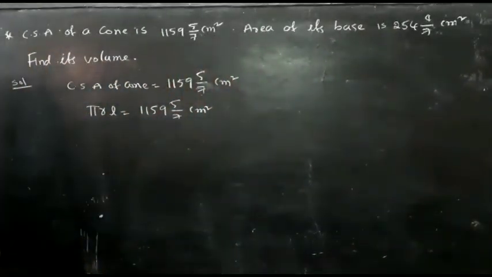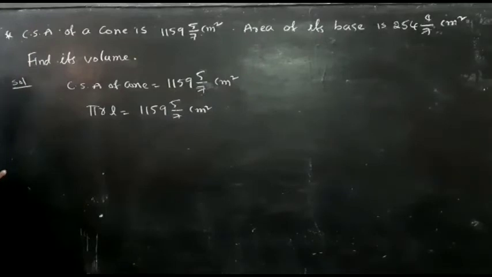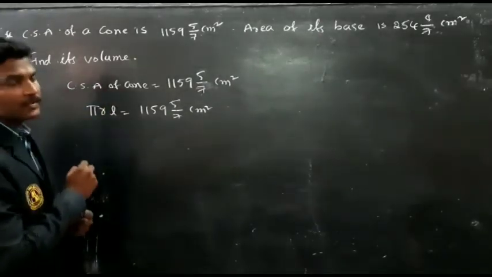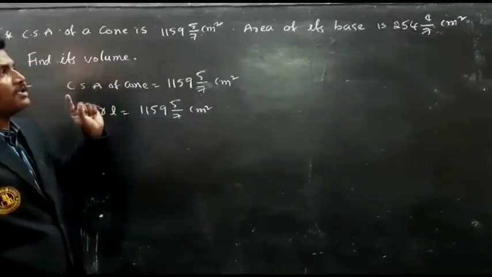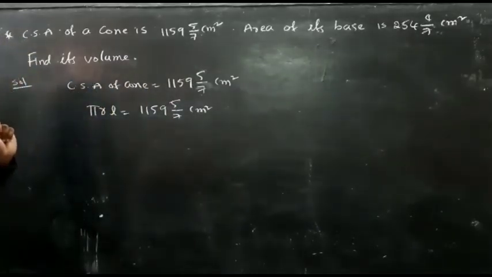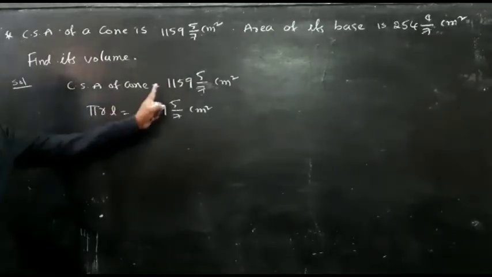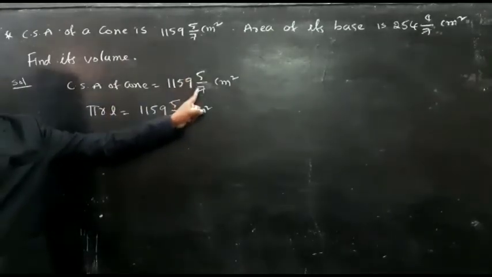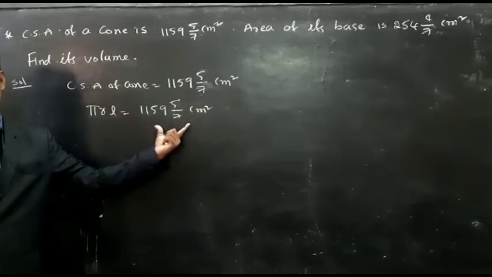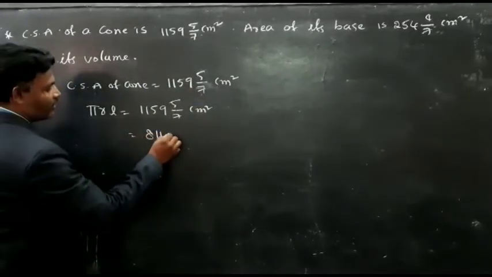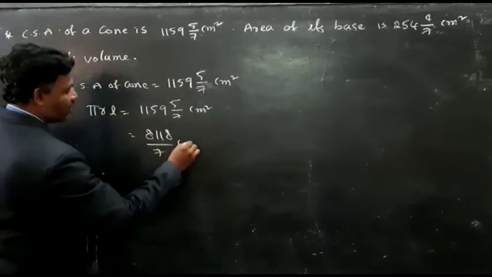Ninth class students, here is another question. The curved surface area of a cone is 1159 by 7 centimeters square. The area of its base is 2544 by 7 centimeters square. Find its value. So the curved surface area of a cone is 1159 by 7, which is a mixed fraction. Convert it as a fraction: 8118 by 7 centimeters square.